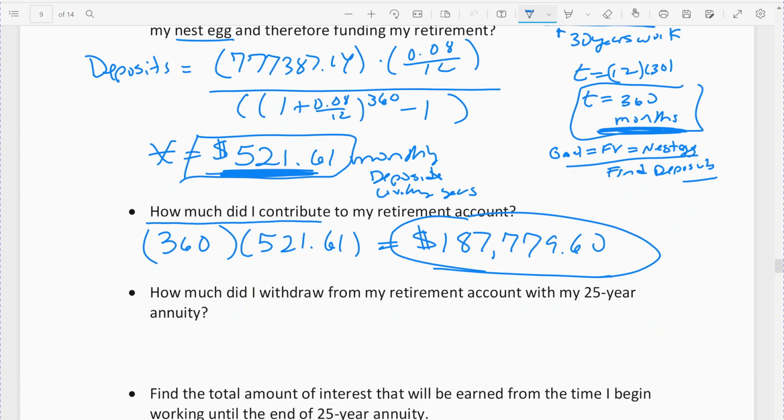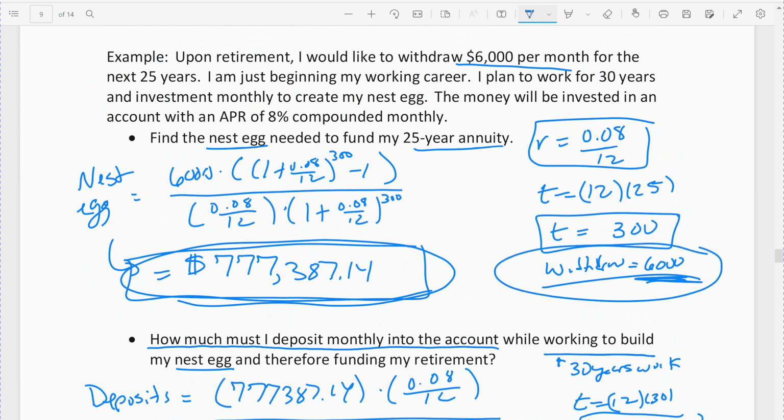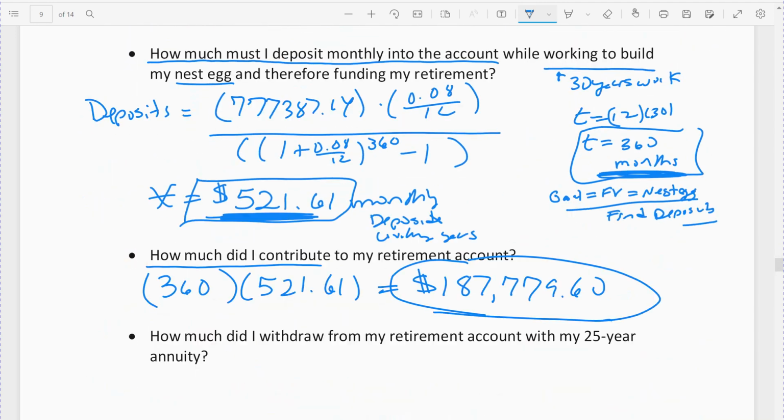How much did I withdraw? So this is the retirement. So again, the retirement was, we're planning to withdraw $6,000 every month for 25 years. So 300 times. The plan is, if I live for the 25 years after I retire, to withdraw $6,000 every month. So 300 times we're going to withdraw $6,000.